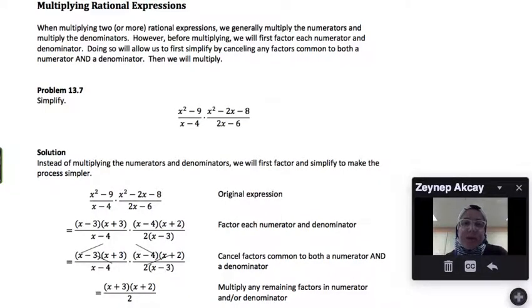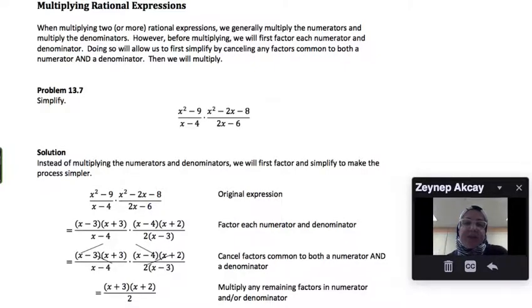We start with the multiplication. When multiplying two or more rational expressions, we generally multiply the numerators and multiply the denominators. However, before multiplying, we will first factor each numerator and denominator. Doing so will allow us to first simplify by cancelling any factors common to both a numerator and a denominator. Then we will multiply.